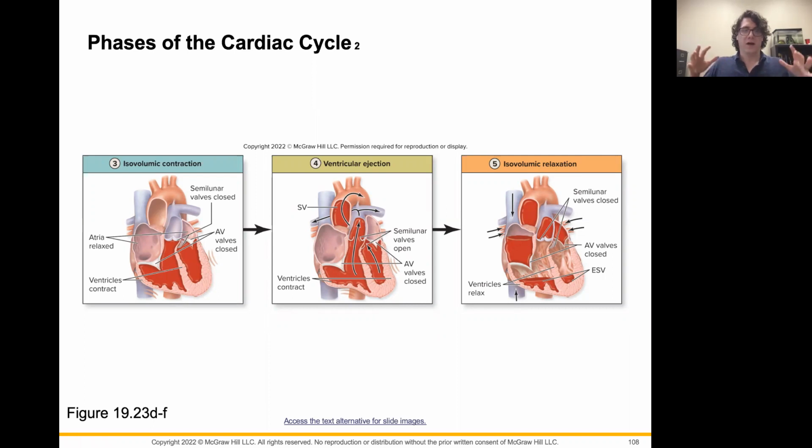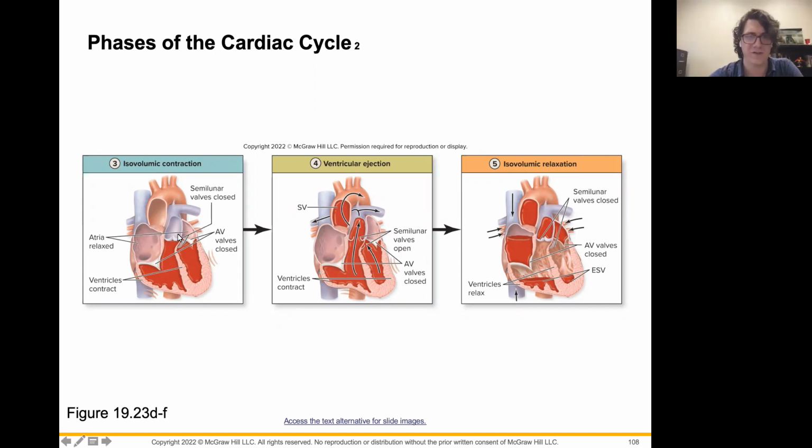Now, at this point, our signal has crossed through the bundle of His, through the bundle branches, and now it's finally into the Purkinje fibers. So now we're telling all of these muscles to contract hard. So just wham, press this blood out as fast as we can. Now, when this happens, it's going to take those cusps that are pointing down towards the ventricles. That little bit of back pressure pushing against those valves is going to cause those valves to slam shut. This is actually what you hear as the dub in a heart sound, is these valves slamming shut.